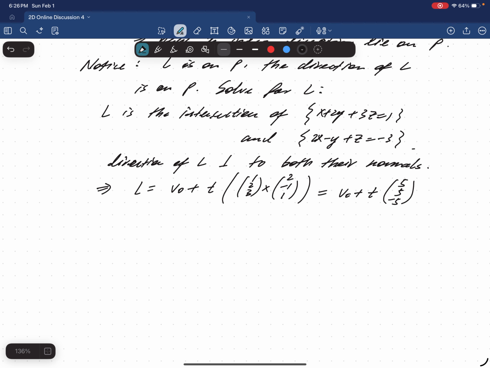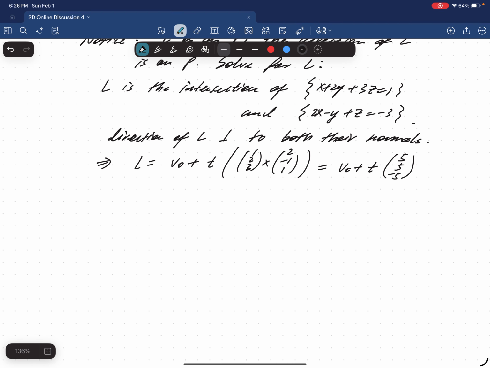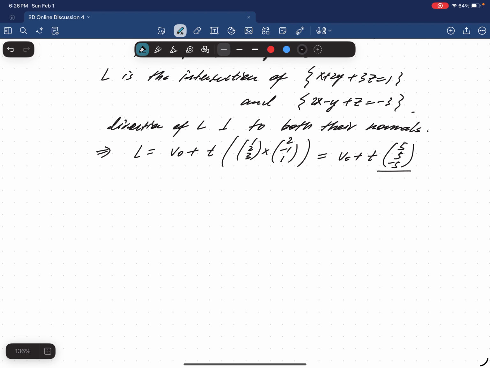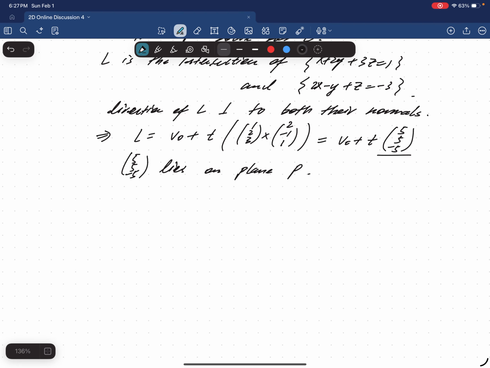I'm just skipping over the calculations, because I don't want to waste time on these things you can do on your own. So here I have my direction vector (5, 5, -5), and we know that it lies on my plane P. Great, so we have one direction from P. I need a second independent direction of P.